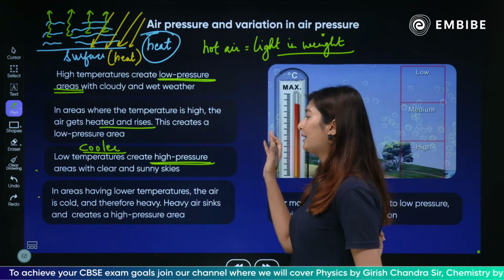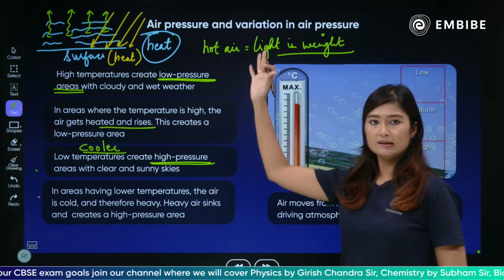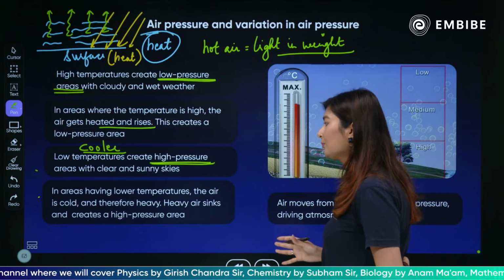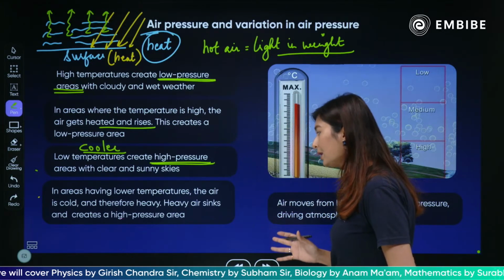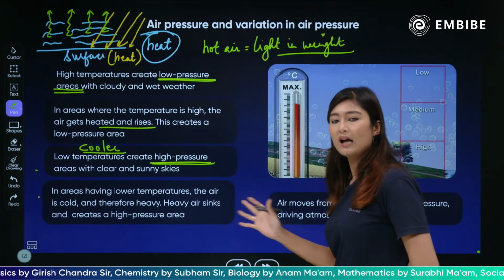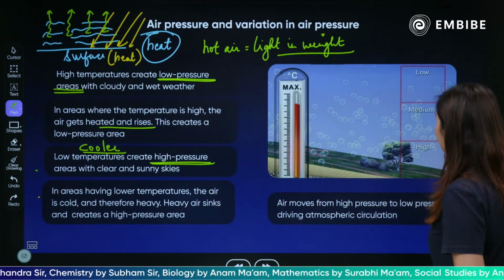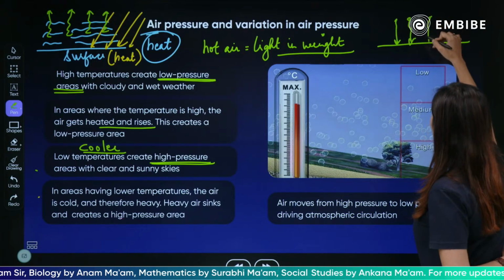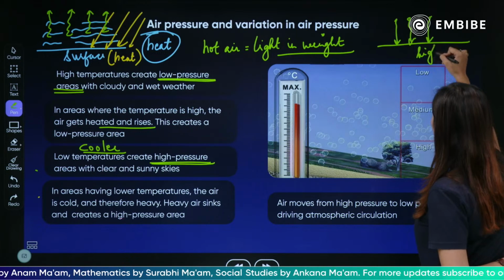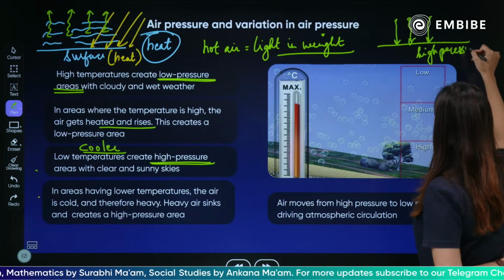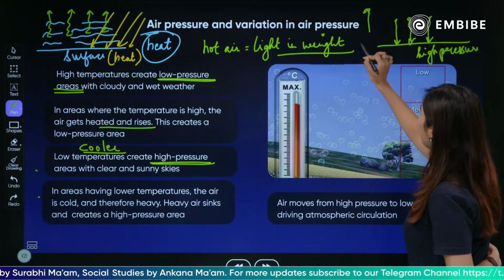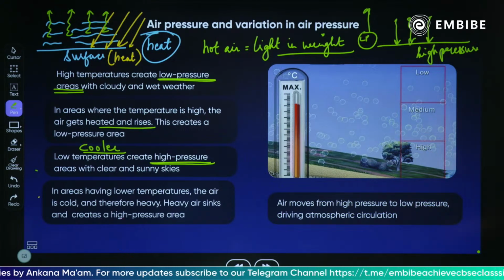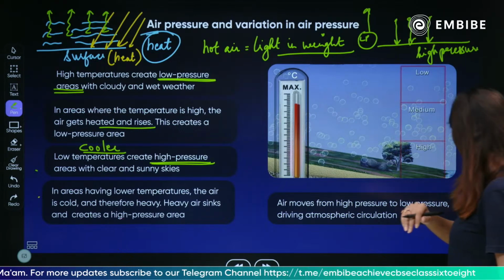Okay? So low temperature creates high pressure areas with clear and sunny skies. In areas having low temperature, the air is cold, therefore heavy. Heavy air sinks and creates a high pressure. So heavy air क्या करता है? Heavy air will basically be like this. It will put a pressure like this. So this will become like a high pressure zone. Whereas hot air will go up and will make the surface a low pressure zone. So air moves from high pressure to low pressure, driving atmospheric circulation.